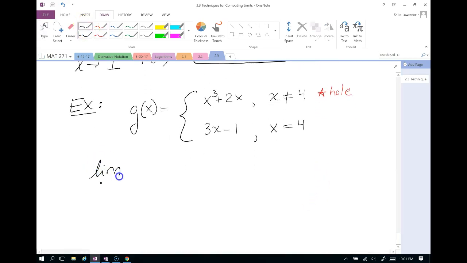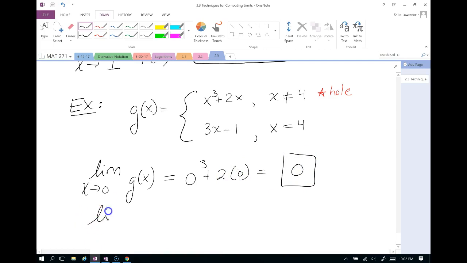So if we wanted the limit as x approaches 0 for g of x, where does g of x take on an x value of 0? Well, it resembles the x cubed plus 2x graph everywhere but at 4. So that includes 0. So at 0, it would be taking on the x cubed plus 2x value. So we'd plug it into there. So 0 cubed plus 2 times 0 is 0.